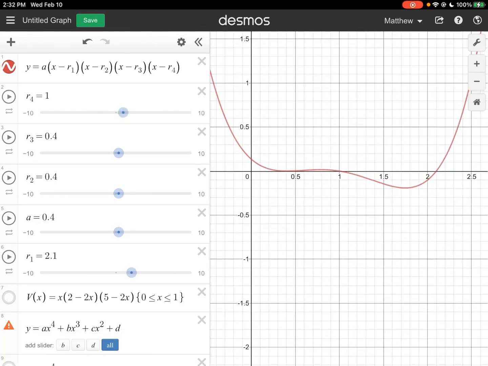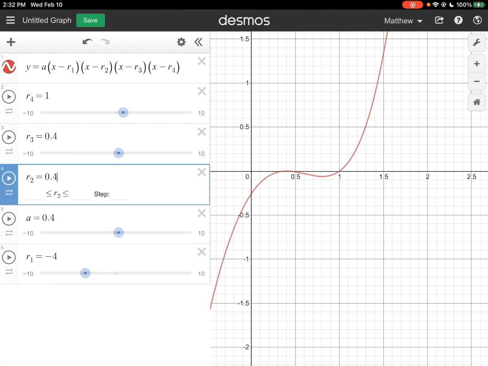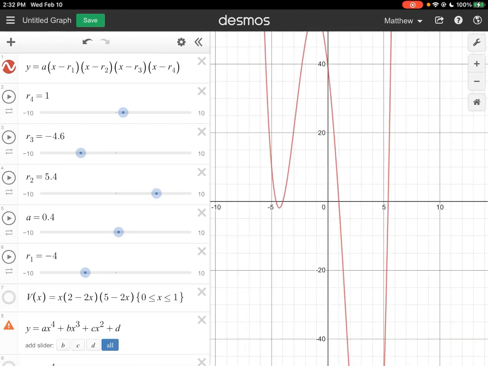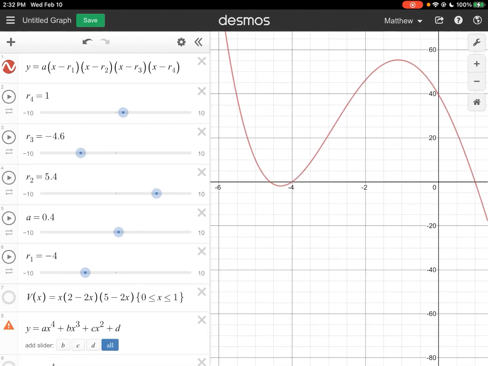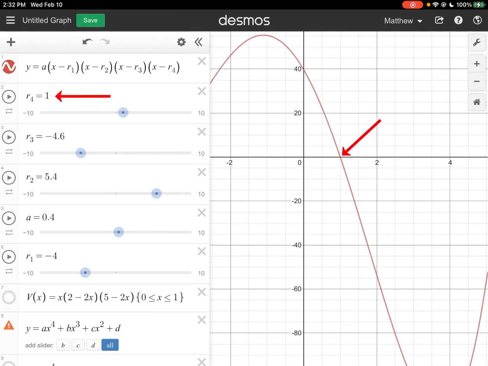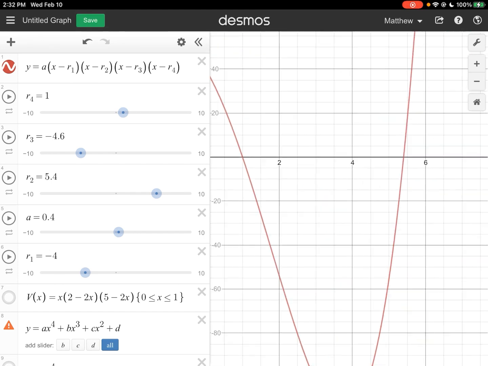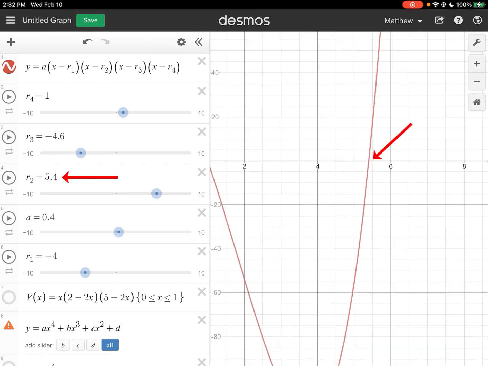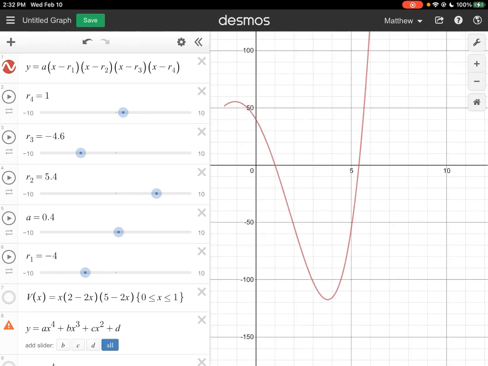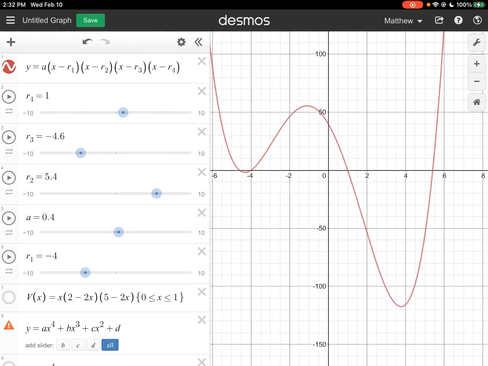If I were to throw another one on here, add a slider for r sub 4, now we start getting what are called 4th degree polynomials. If all the r's are different, let me change the y scales. There's 2 x-intercepts right here near -4. In fact, it's -4, -4.6. And then I have another x-intercept over here at 1. That's my r4. And then another x-intercept over here at 5.4. That's my r2. When all the r's are different, and there's 4 of them, you're going to see that the graph crosses the x-axis at the 4 different locations.